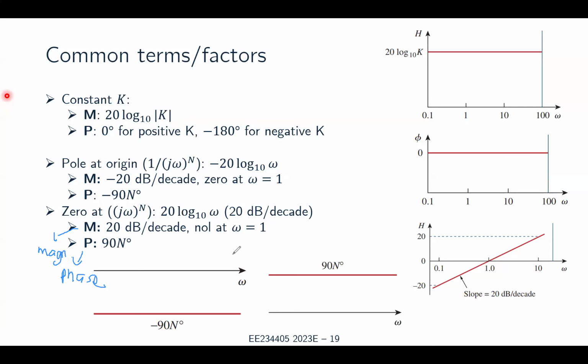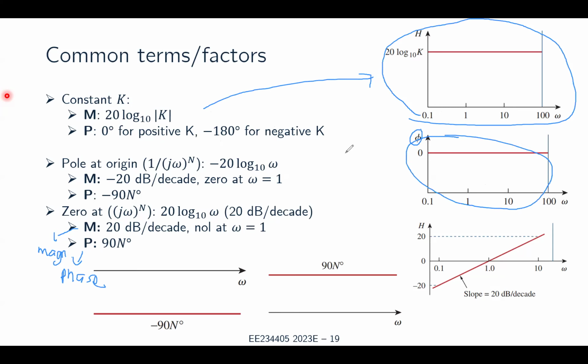So magnitude is 20 times log base 10 of k, and the phase is 0 degrees for positive k and minus 180 degrees for negative k. So if you can guess, I think it's this plot. It's just a constant plot, right? A constant line, a straight line, constant value. And the phase angle here is 0 for positive k and minus 180 for a negative k.